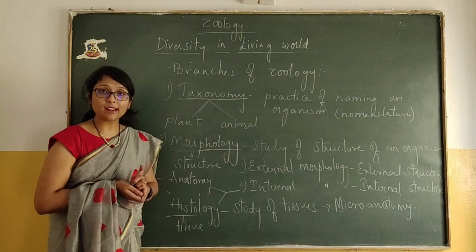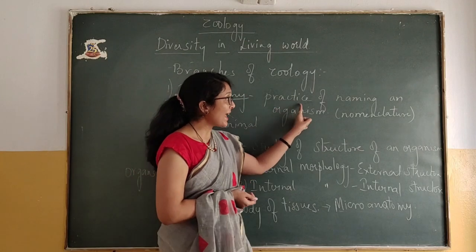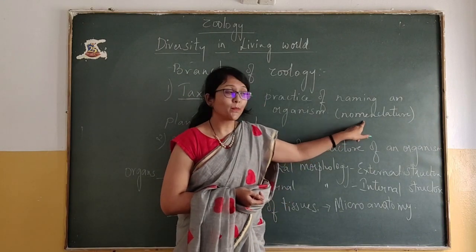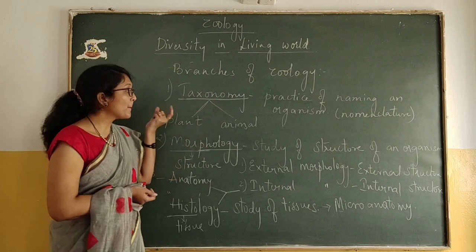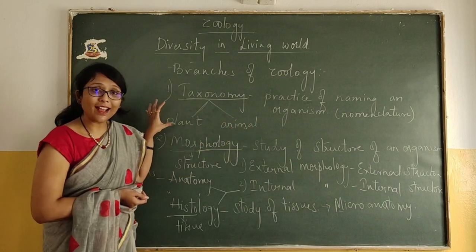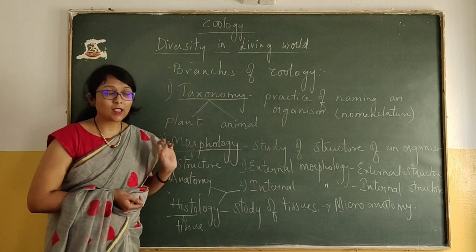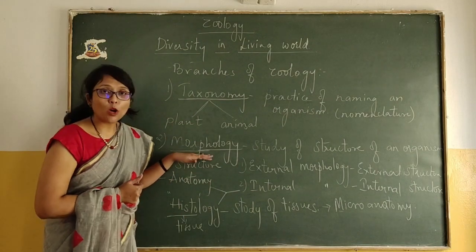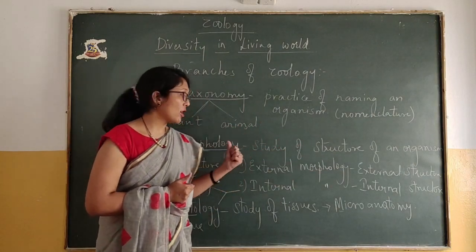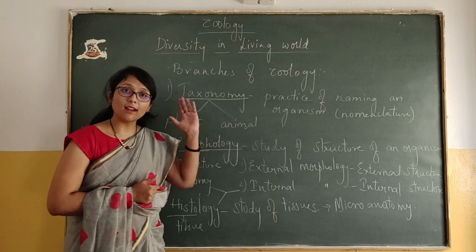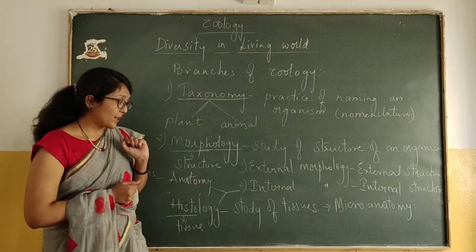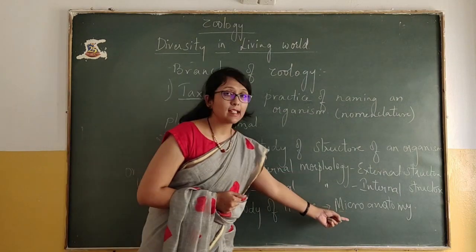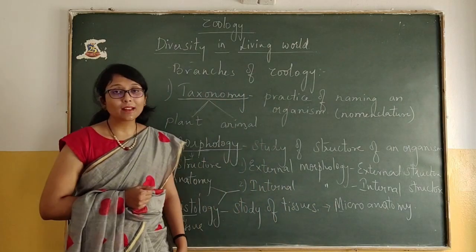Quickly we will go. Again, I will be erasing all. So taxonomy is the study or practice of naming an organism. Naming of an organism is called nomenclature. Taxonomy is of two types: plant taxonomy and animal taxonomy. In plant taxonomy, we name only plant species, and in animal taxonomy, we name only animal species. Then the next branch is morphology. The study of structure of an organism is called morphology. We divide it into external structure study and internal structure study. Internal is again divided into anatomy and histology. Histology's other term is microanatomy. I hope everything is clear.